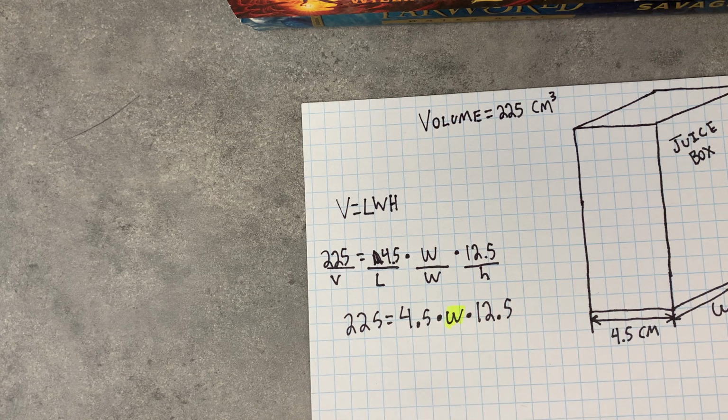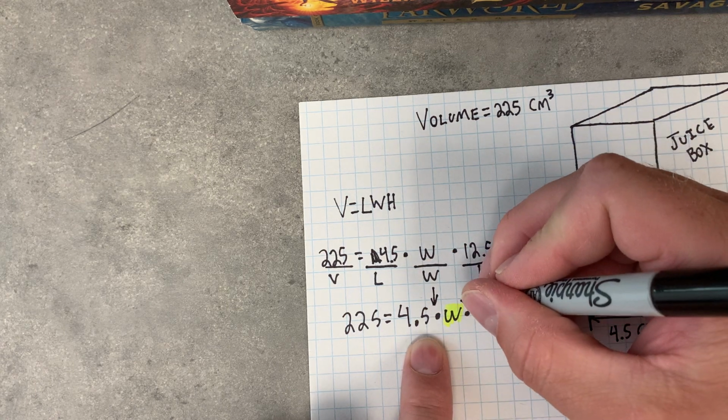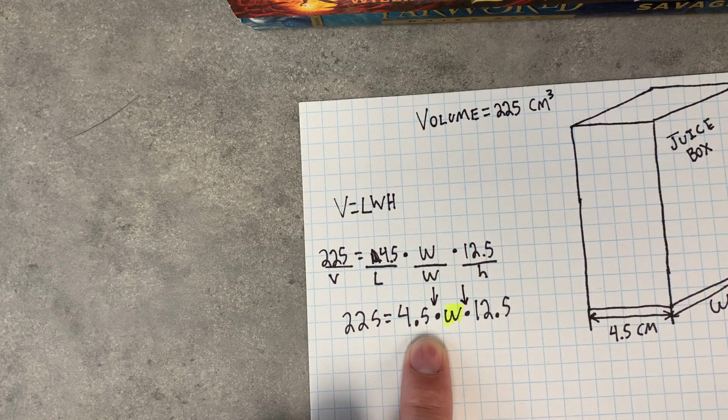Okay, so let's go ahead and start using some inverse operations to isolate the variable. The first thing we notice about our operations is that we've got multiplication right there, and multiplication right there. Division is the inverse operation to multiplication.